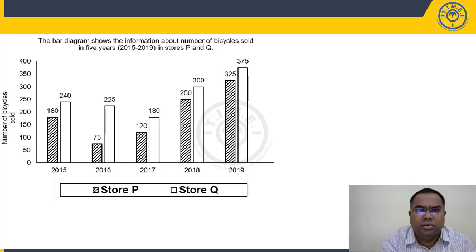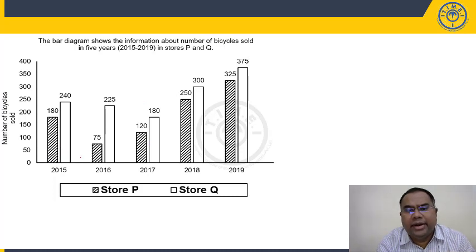The bar diagram shows information about number of bicycles sold in 5 years, 2015 to 2019, in stores P and Q. Right, so store P is the lined bar, and the plain bar is your store Q. This is number of bicycles sold by two companies P and Q in 5 different years: 2015, 2016, 2017, 2018, 2019. The lined bar is P and the plain bar indicates store Q. Okay, just look at the data, then I will give you the question, students.